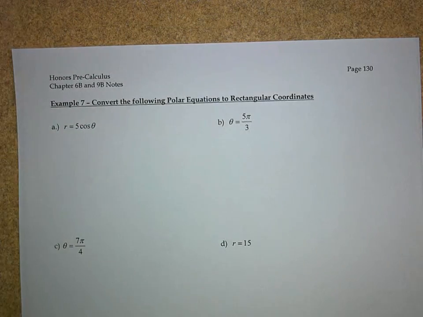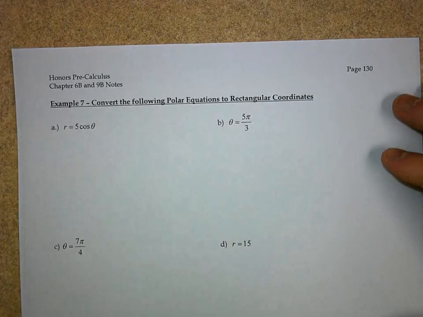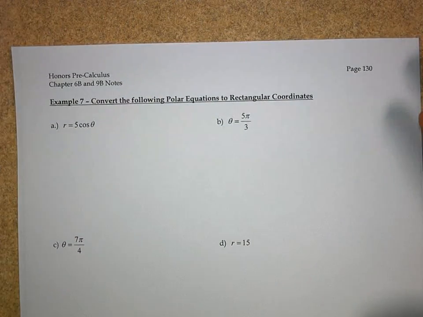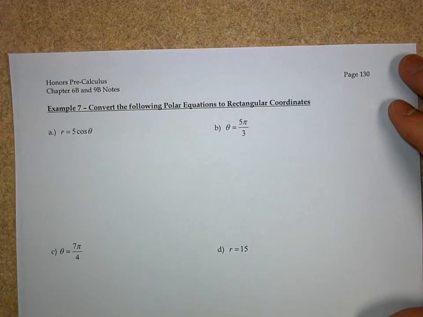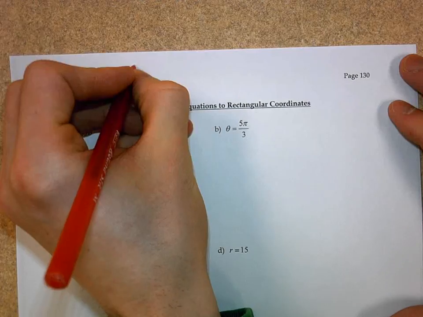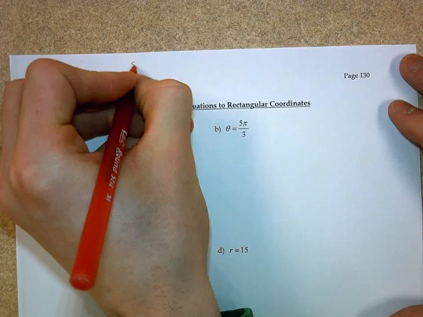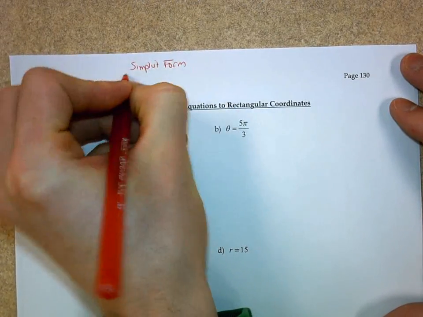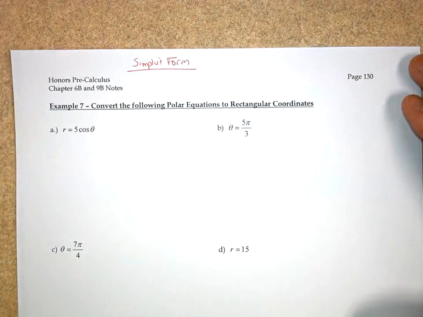It's not as easy as just saying, you know what, I'm going to plug in x equals r cosine theta, y equals r sine theta, and simplify. This one we've got to be a little more thoughtful about, I guess you could say. We just want to come up with some different ways to do this. So the first thing we want to look at is what is going to be simplest form. And that's when you can say, I'm done.